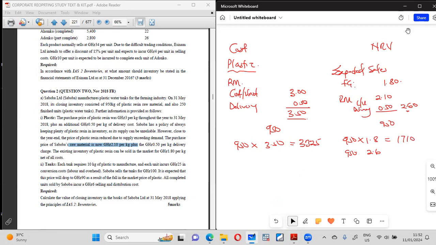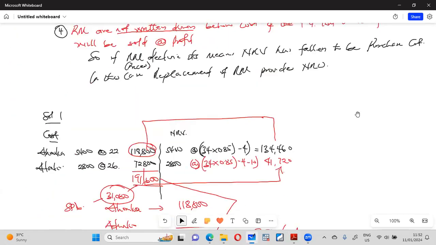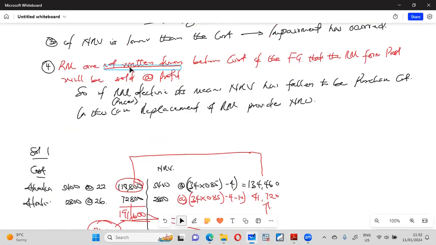Remember this point that we made, and it's very, very important that you get the understanding of these things: raw material is not written down below its cost if the finished goods that the raw material forms part of will be sold at a profit. If the raw material declines, it means that the net realizable value has fallen to be what? The purchase cost. In this case, the replacement cost of the raw material provides what? The NRV.